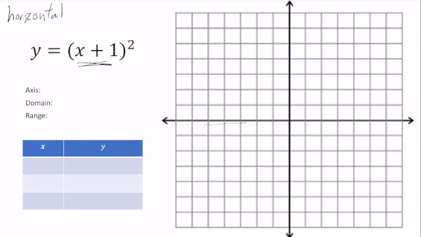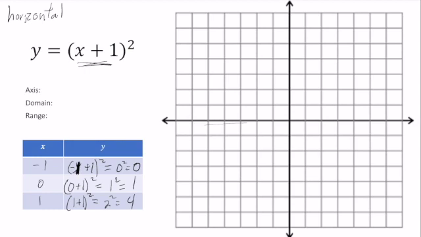So why don't we go ahead and pick some x values. I'm going to pick when x is negative 1, 0, and 1 out of habit. And let's see what happens. So if I have x, which is negative 1, plus 1 squared, that gives me 0 squared, which is just 0. If I have 0 plus 1 squared, that gives me 1 squared, which is 1. Oh, okay. If I have 1 plus 1 squared, that's going to give me 2 squared, which is 4. Interesting. Let's go ahead and graph these points.